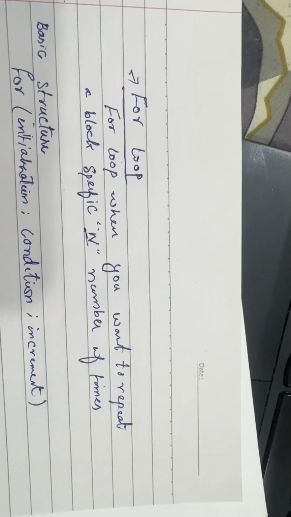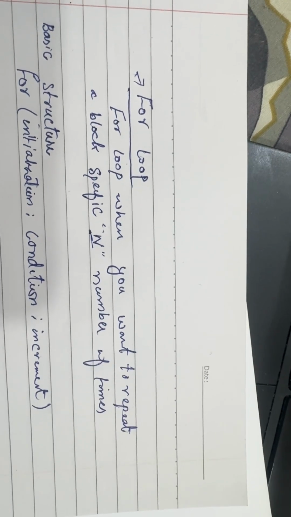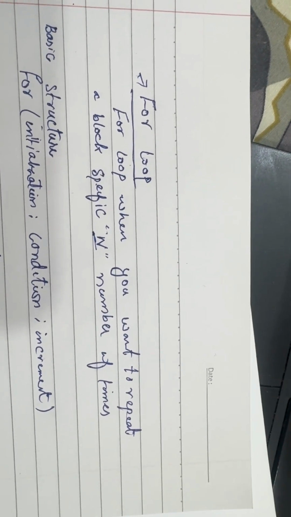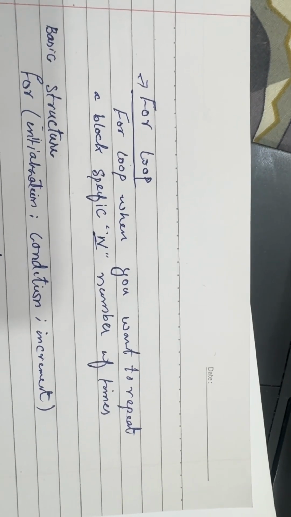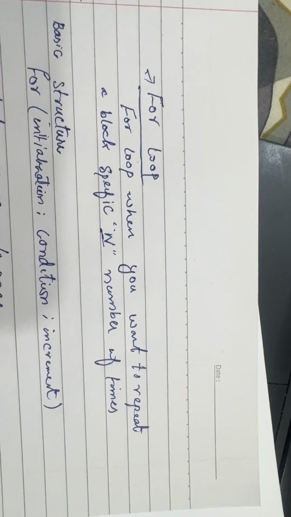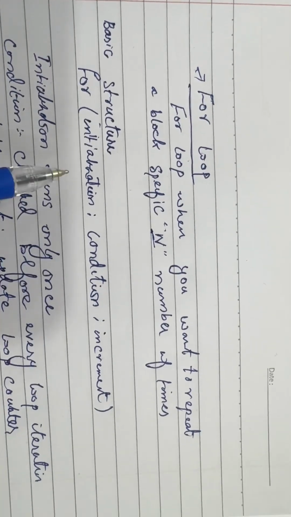It means if you want to do something repetitively, then you need to execute it multiple times. So for this we need to run loops, and one of these loops is the for loop. So what is the basic structure of a for loop? It contains three elements.